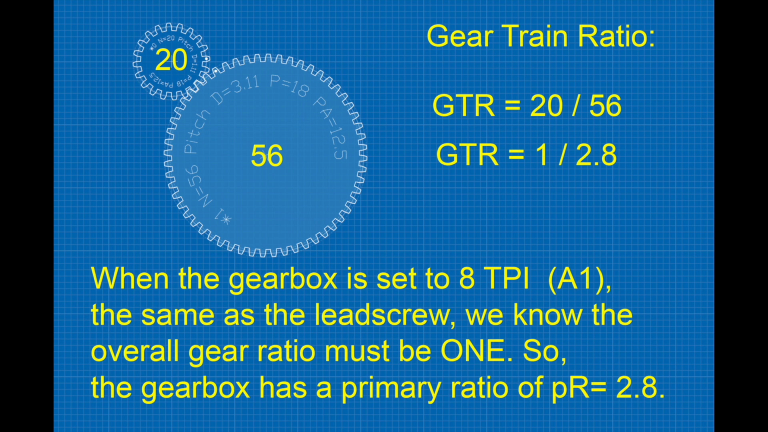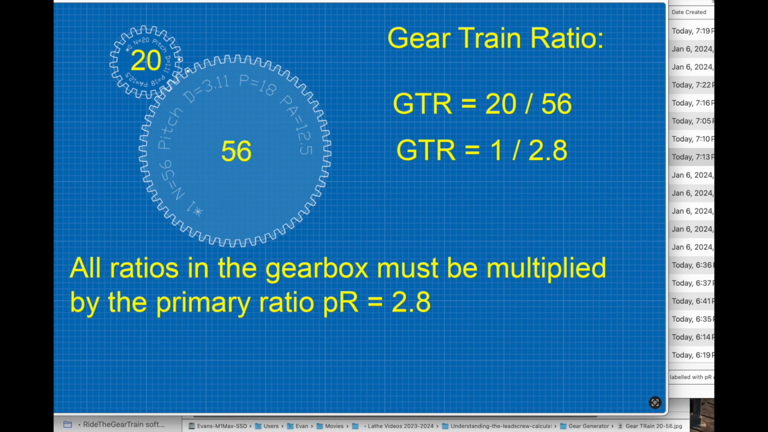When the gearbox is set to 8 threads per inch, that is the A1 setting we were just looking at, and that's the same as the lead screw, we know the overall gear ratio must be 1, so that we're directly copying the lead screw. So the gearbox has a primary ratio, PR, of 2.8. Terms I had to make up myself. So the gear train ratio is 1/2.8, and it's multiplied by this primary ratio of 2.8 to give an overall gear ratio of 1. We know that's necessary. But this primary ratio applies to all the gears in the gearbox to maintain their relative values to each other. So all ratios in the gearbox must be multiplied by this primary ratio of 2.8.